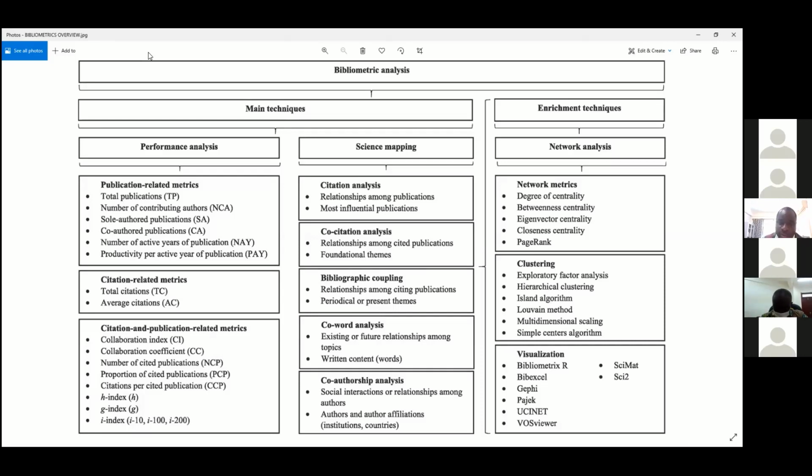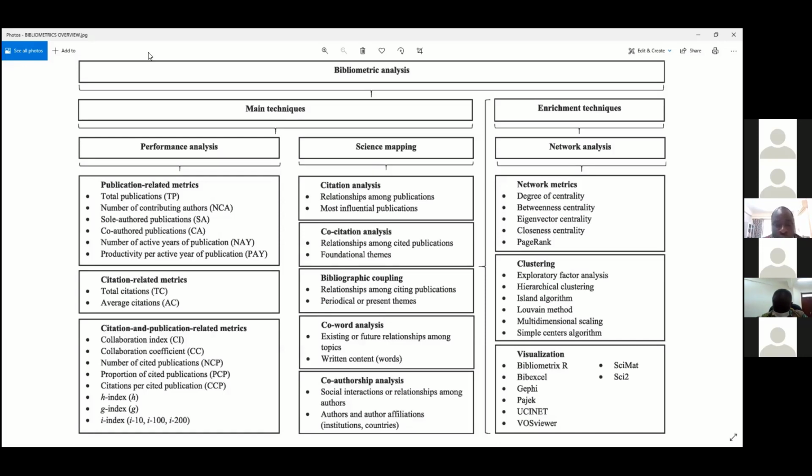You want to know the bibliographic coupling, which authors write the most together, which departments collaborate the most together. And then you can also do some mapping based on some potential relationships that are likely to ensue based on the current trends. They are all things that can happen under the science mapping.